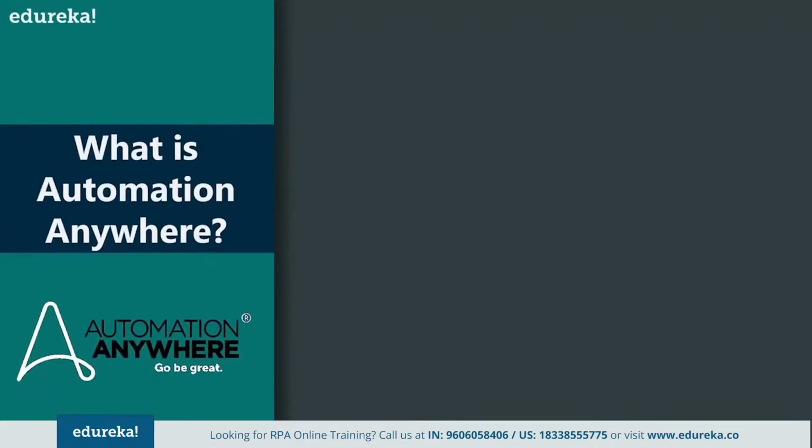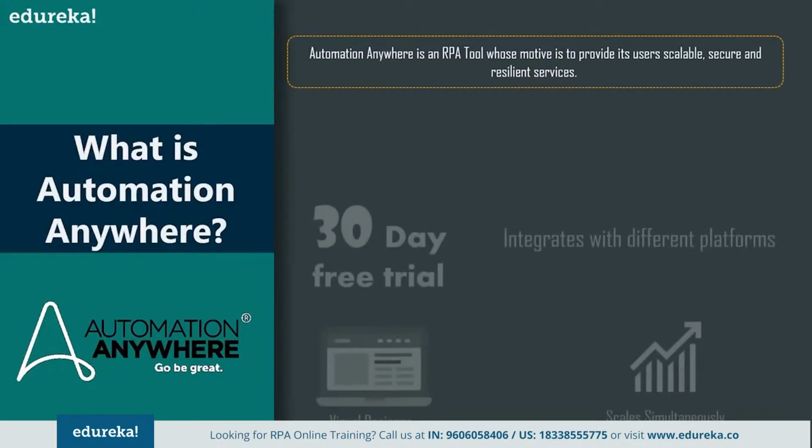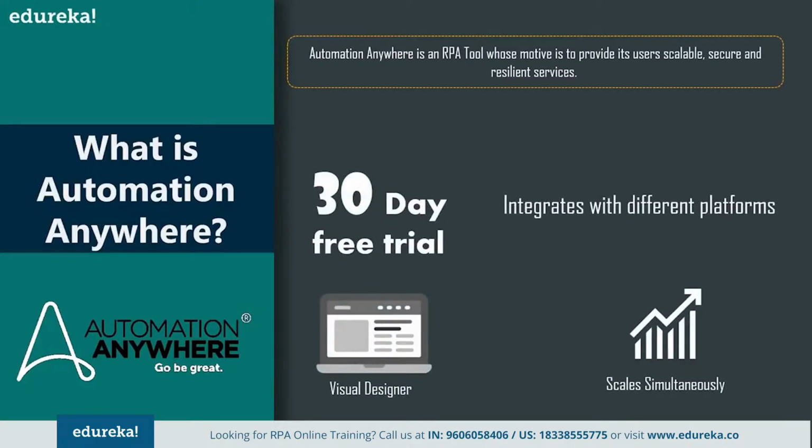So with that note, let's know what exactly Automation Anywhere is. Automation Anywhere is basically an RPA tool whose motive is to provide its users with scalable, secure, and resilient services. This tool offers a 30-day free trial to let you explore the tool first and automate tasks, and then provides you with an enterprise service. Automation Anywhere also offers better performance as it has the ability to integrate with different platforms and also scale simultaneously. This tool is meant to be used at the enterprise level and is mainly designed for solving complexity issues, right?